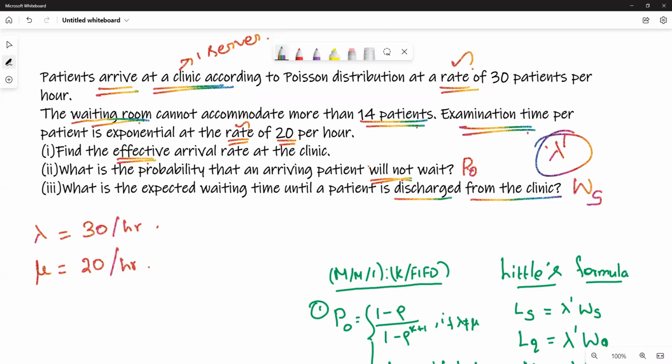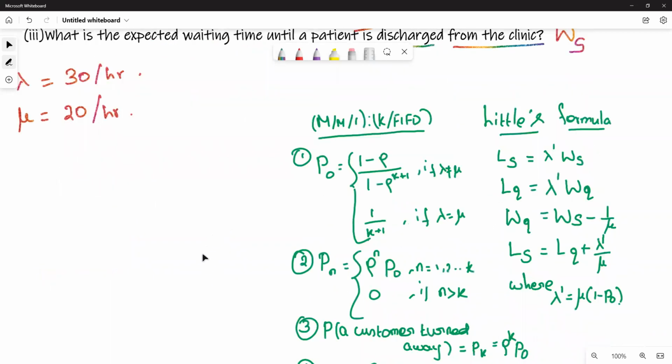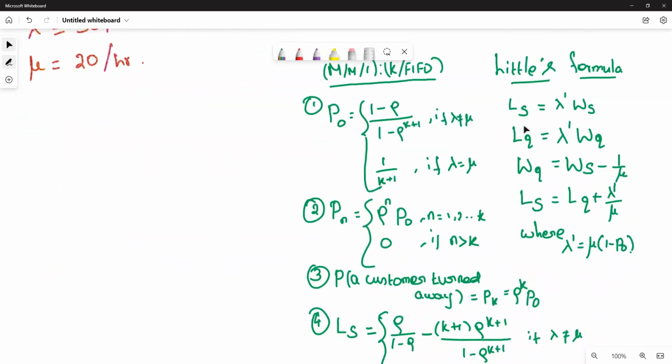Before that, let us see what formula we'll use for this model. This is the formula we have to be thorough with: single server, finite capacity. As usual, Little's formulas: LS is equal to lambda WS, LQ is equal to lambda WQ, WQ is equal to WS minus 1 by mu, LS is equal to LQ plus lambda dash by mu. So here in the general Little's formula, instead of lambda, you will be using effective arrival rate lambda dash. That is the only difference for the finite capacity model.